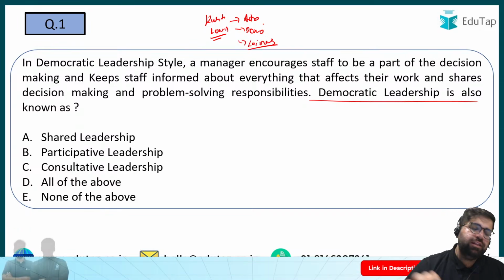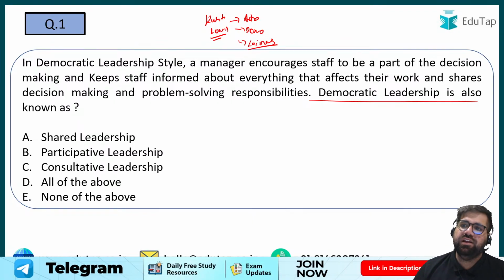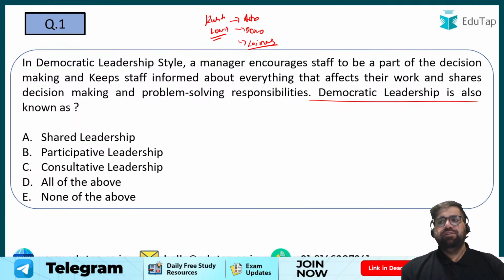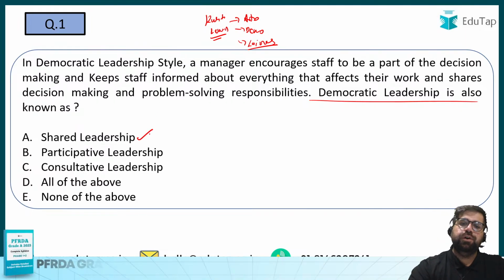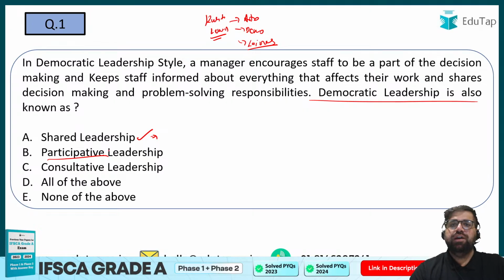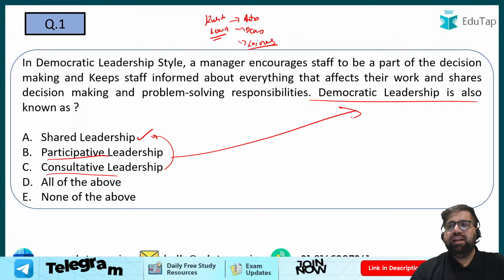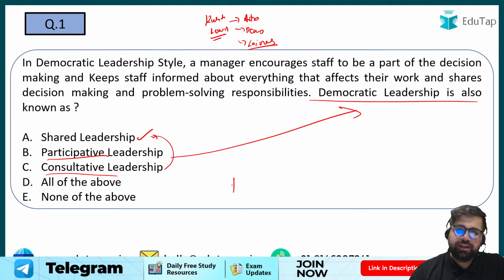Okay, so all these leaderships are very, very important. Now the question is asking which of the following is also known as democratic leadership. So there are multiple synonyms of democratic leadership. First one is shared, because over here the leader shares some power with the different team members. The leader also invites participation in decision making. At the same time, before making the final decision, the leader does consult. So all these are indeed correct names of democratic leadership. Therefore the correct answer over here will be option number D.